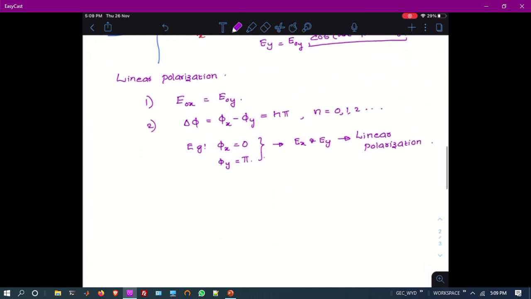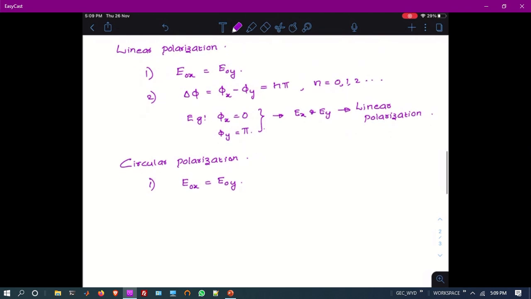Similarly, for circular polarization, the first condition is the magnitude Eox should be equal to Eoy, and the second condition is a bit different from that of the linear. This is del phi, or the x and y phase difference, should be an odd multiple of pi by 2, where n is 0, 1, 2, etc. So this means this should be an odd multiple of pi by 2.